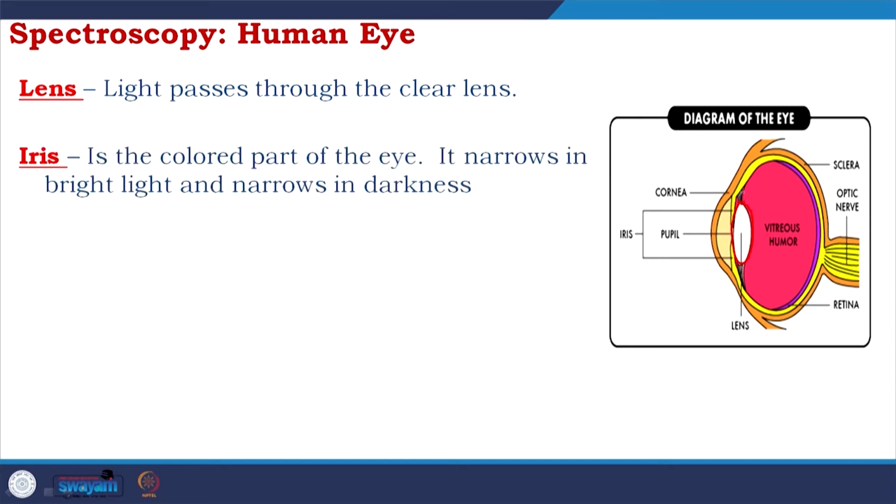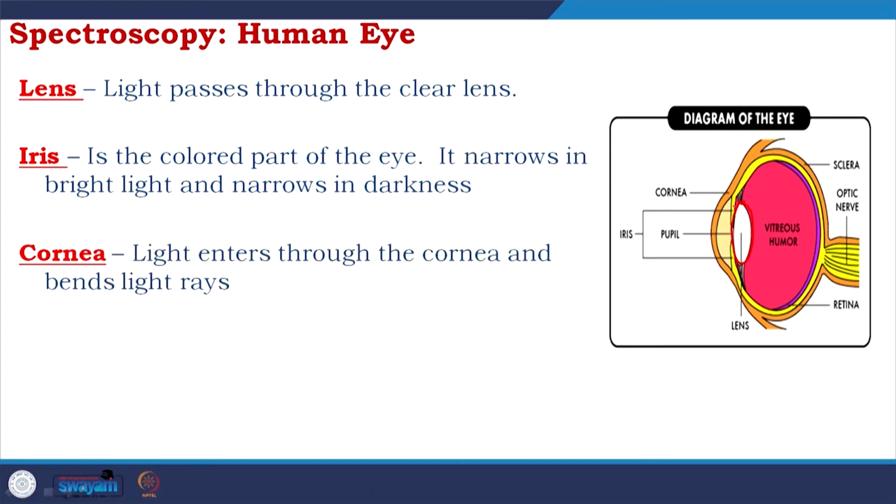Iris is the color part of the eye; it narrows in bright light and widens in darkness. Cornea is the part where light enters through the cornea and bends light rays. So, this is the cornea part.